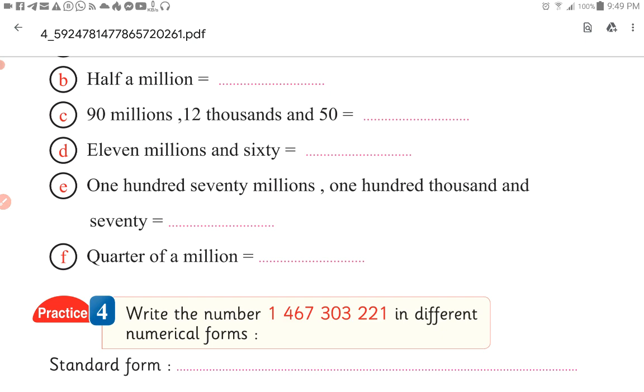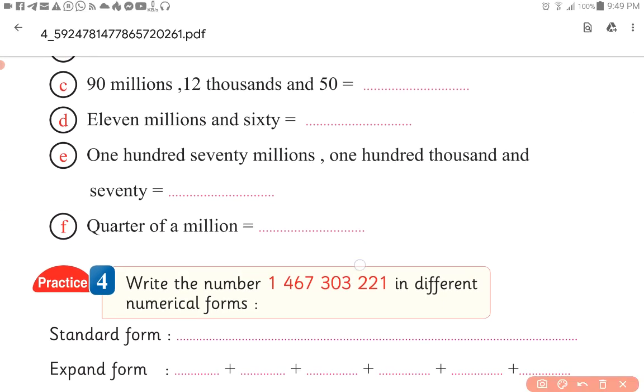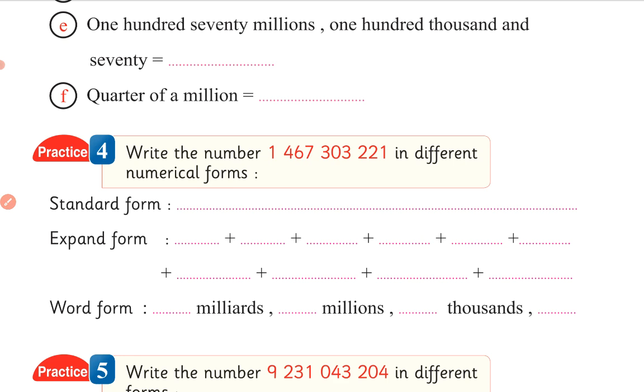To read this number, at first separate it into groups, each 3 digits in a group from the right, and start to read. 1 in milliard, please. So it will be 1,467,303,221. And this is standard form. Standard form, 1,467,303,221.